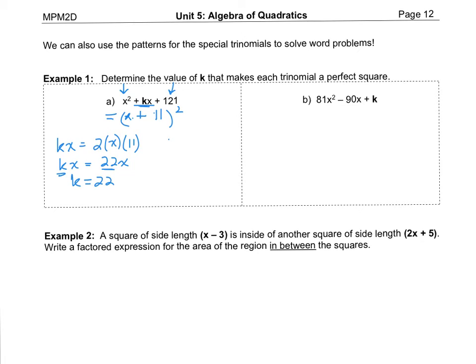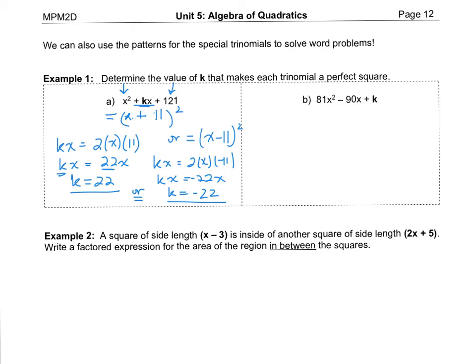Or we could have this equaling x take away 11 squared, which then means kx will equal 2 times the x times negative 11, which then means kx would equal negative 22x, which then means k would have to be equivalent to negative 22. So k equals 22 or k equals negative 22.